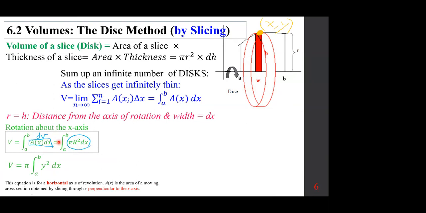So this equation is for a horizontal axis of revolution. A of x is the area of the moving cross-section obtained by slicing through x perpendicular to the x-axis. So this is perpendicular to the x-axis, okay?